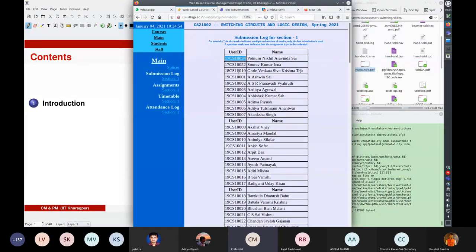I should also tell you that don't use too many fancy characters. Just use alphanumeric characters and underscore, because there are a few things which are not very well handled. So if you use those characters, your password might not work.